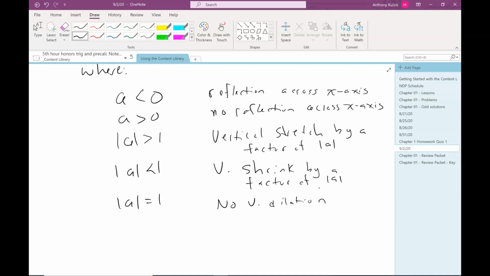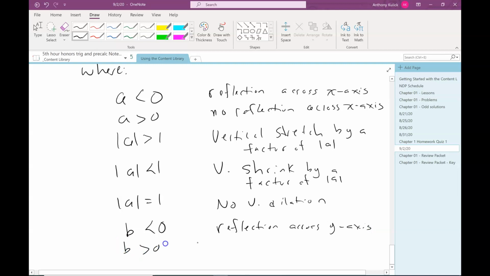So far, so good. Hopefully this rings a bell, right? We probably did this last year in algebra. The b, similarly, also controls two things. If the b is negative, we have a reflection across the y-axis. And if the b is positive, we have no reflection across the y-axis.